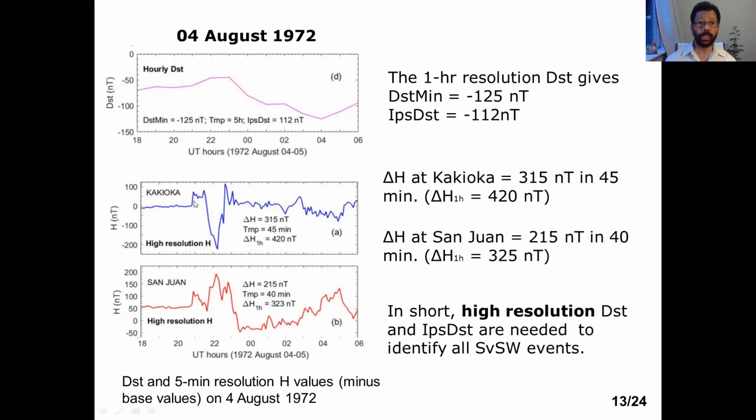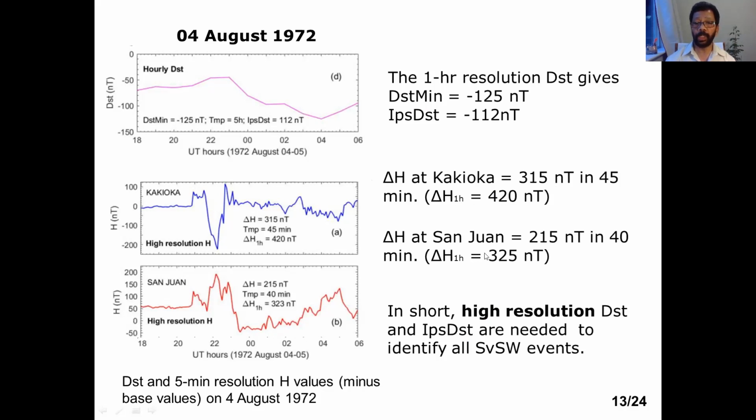You can see this is the storm sudden commencement. This is the main phase onset. This corresponds to the intensity of the storm, that is the peak intensity of the storm. Then this range, as seen in the H value, is delta H equal to 315 nT, but it happened in 45 minutes. This duration is 45 minutes. Or in other words, in 1 hour, delta H would have been 420 nT.